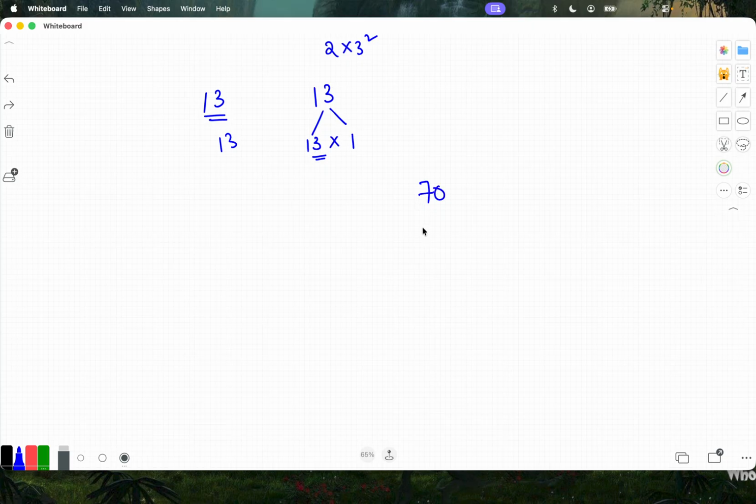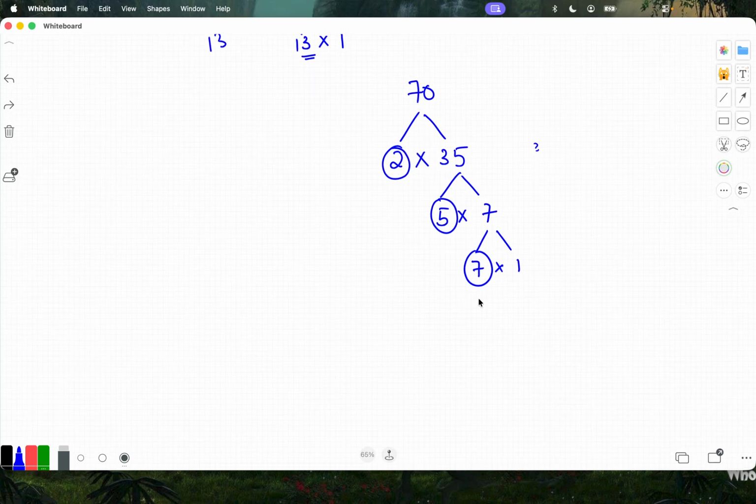Then we will do another one, 70. The first number that can divide is 2. 2 into 35. So we'll circle this 35. Next, in the three table it will not go, 4 no, 5. 5 into 7. Then again we'll go to 7, 7 into 1. So 2 into 5 into 7. So 70 can be expressed as the product of 2 into 5 into 7, the product of these prime numbers.